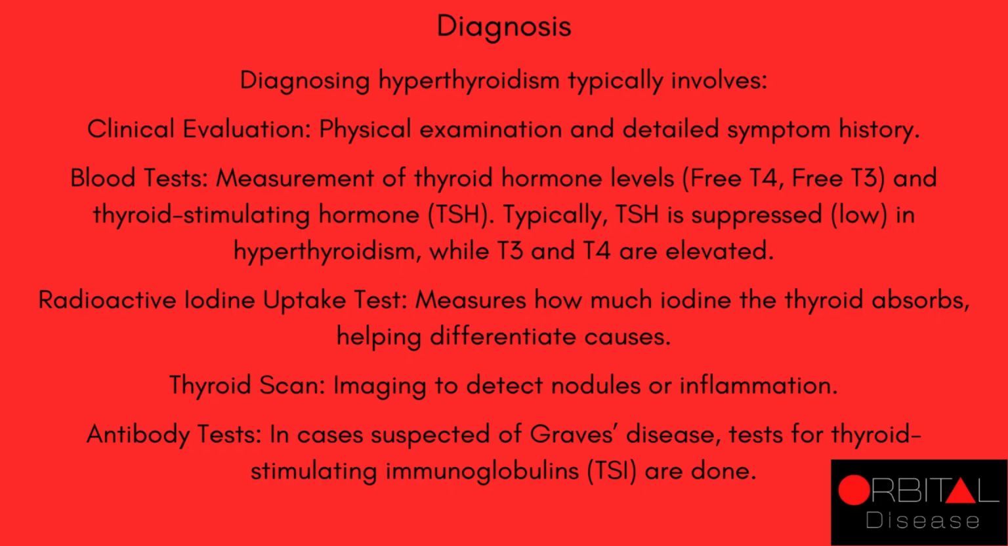Radioactive iodine uptake test measures how much iodine the thyroid absorbs, helping differentiate causes. Thyroid scan, imaging to detect nodules or inflammation. Antibody tests. In cases suspected of Graves' disease, tests for thyroid-stimulating immunoglobulins, TSI, are done.